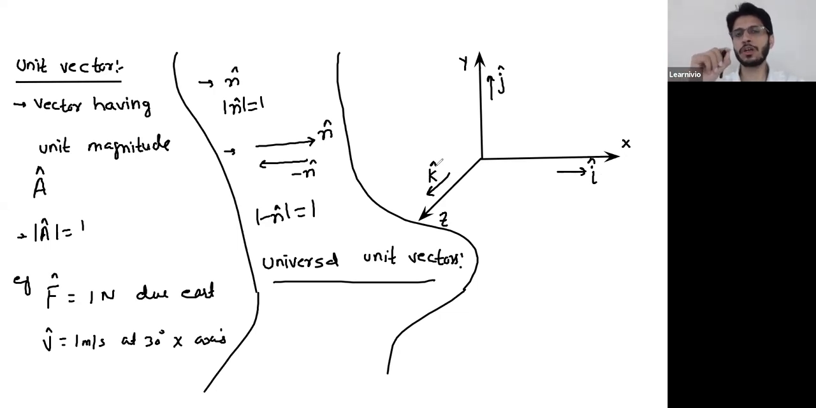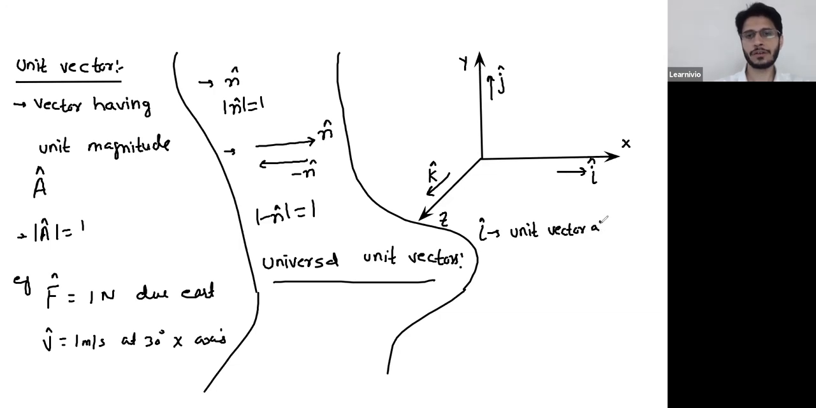Z-axis is perpendicular to the plane of this board, or perpendicular to the plane of your copy. If you place this pen on the copy such that the pointed end is outwards, out of the plane of the copy, that's your positive z-axis. Your negative z-axis is into the plane of the copy. Board is two-dimensional, I can't draw that outwards direction. Z is basically coming out of the plane, so we represent that outwards direction in this way. This doesn't mean this is in the plane of board. This is perpendicular to the plane of board. That's z-axis. So i cap is unit vector along x-axis.